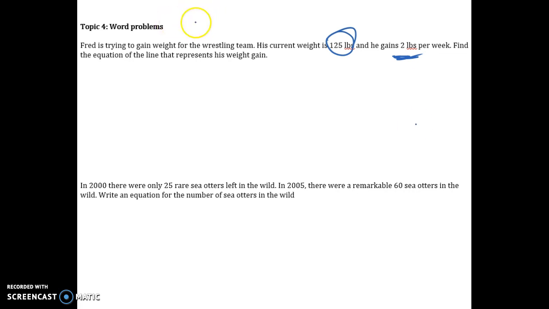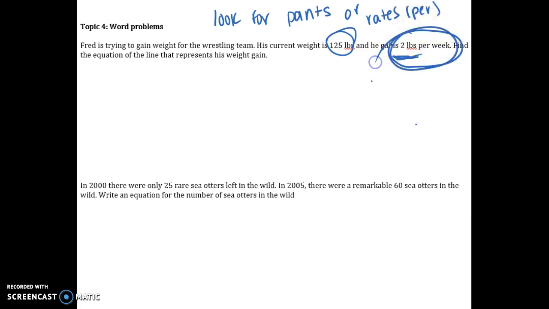When you're thinking about word problems, you either want to look for points, meaning two numbers that kind of go together, or rates. So a rate usually has the word per in it. Not always, but a lot of the time. So when I see the phrase 2 pounds per week, that's my rate. Every week I'm, in this case, gaining 2 pounds. So my slope is 2.